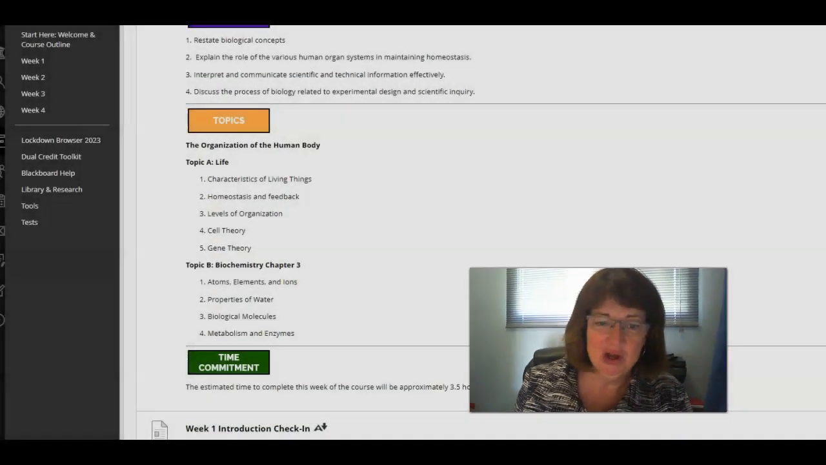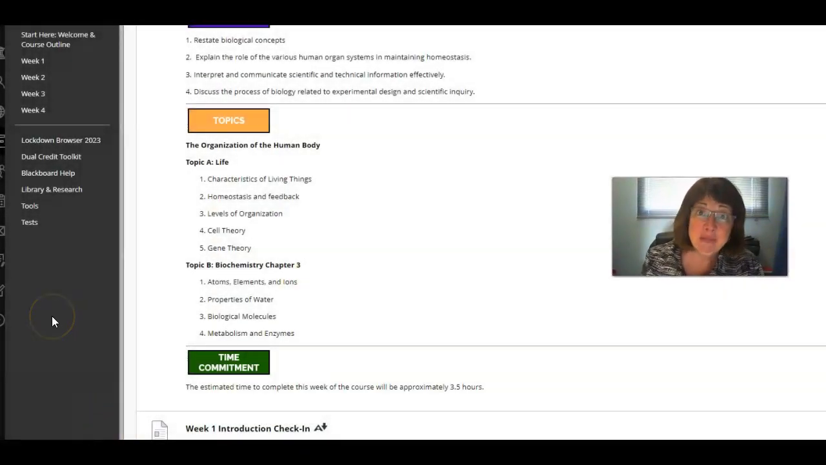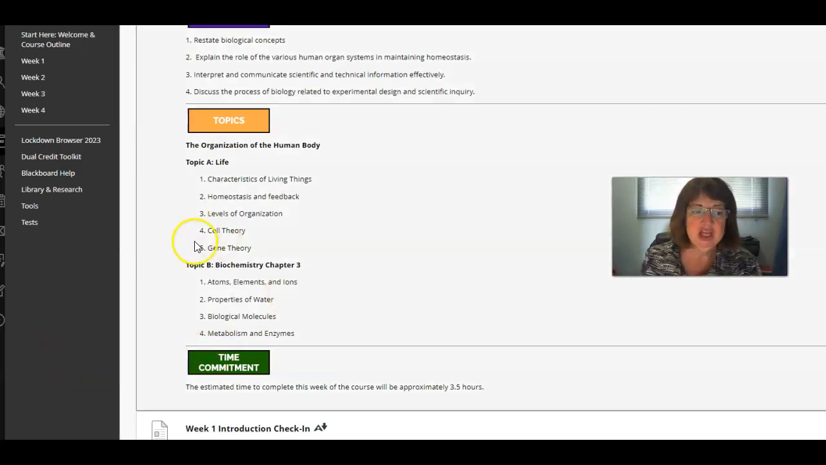When we look at topic B, which is also in the first week, we will be looking at the chemistry towards life. So the topics we're going to look at are atoms, elements, and ions, properties of water, molecules, which can be a little detailed, but we'll get you through it, and something called metabolism and enzymes. Topic B does do some chemistry, but you can handle it. It's not a lot, and I go through it step by step.